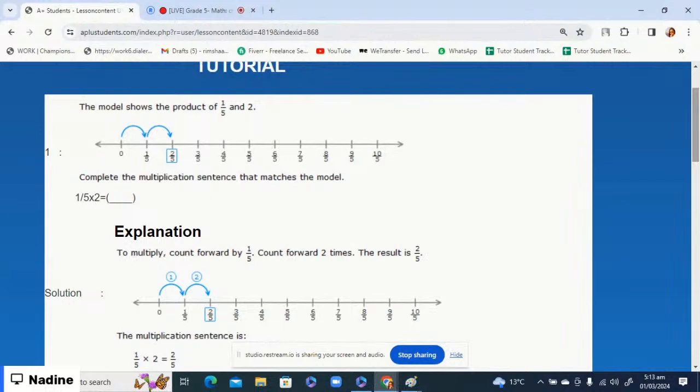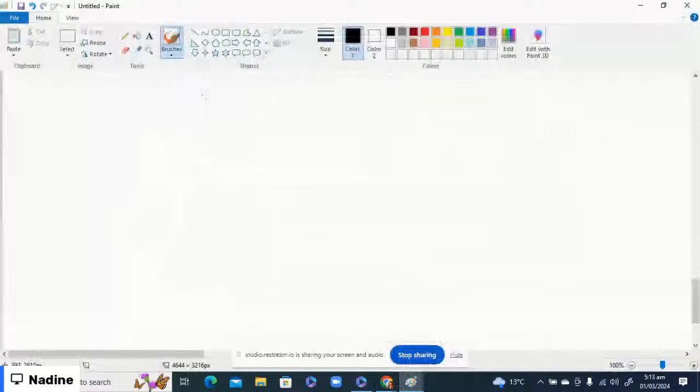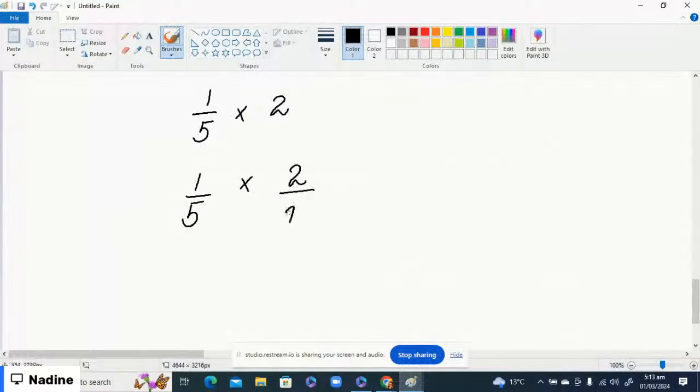Let's do it. So then we're finding it out. 1 by 5 times 2. What is the answer? First of all, convert this into a fraction. So it becomes 1 by 5 times 2 over 1. 2 times 1 is 2. 5 times 1 is 5. Answer is 2 by 5.